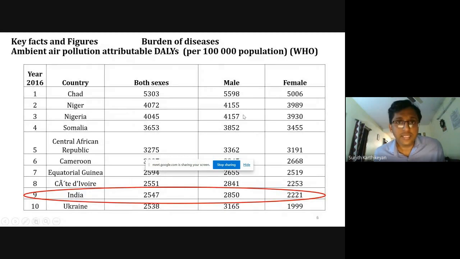So this slide shows the burden of disease: ambient air pollution attributable disability adjusted life years. Disability adjusted life years means the number of years lost due to disability due to air pollution. One DALY, disability adjusted life year, means 1 year. So for India, 2547 disability adjusted life years are lost due to ambient air pollution.